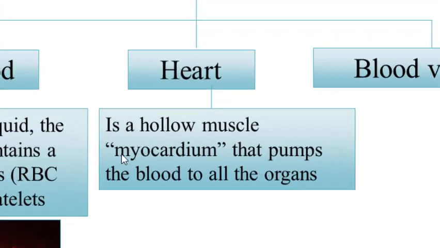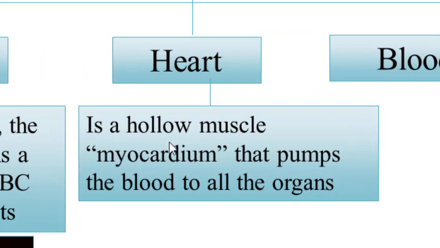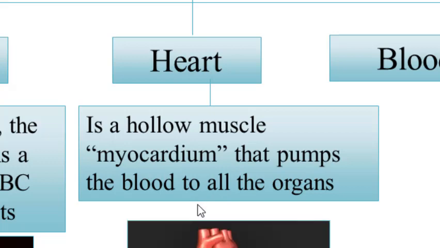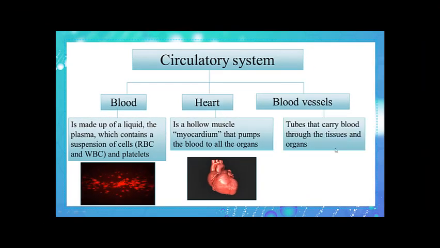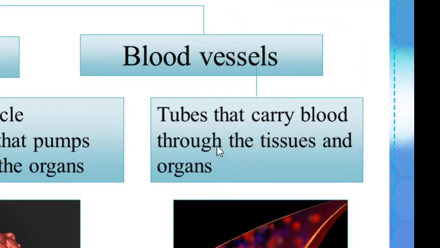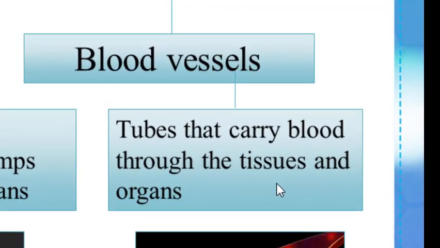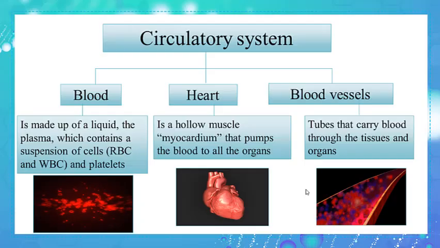What about the heart? The heart is our hollow muscular organ which pumps the blood. This muscle is called myocardium. Myo refers to muscle and cardium refers to the heart, so the muscle of the heart is called myocardium. This is our pumping machine. And finally, the blood vessels. I can describe them as tubes that carry the blood. However, these tubes are not passive tubes, and we will see this later.